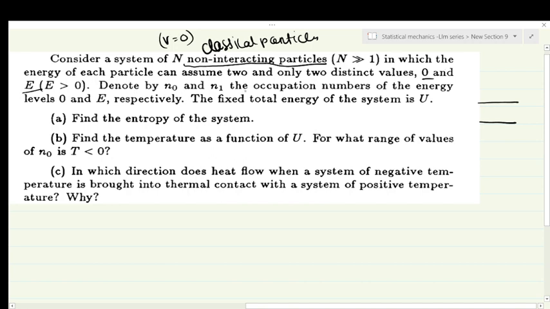Denote N0 and N1 the occupation numbers of the energy levels 0 and E. That means N0 is the number of particles in level 0 and N1 is the number of particles in the energy level E, and the total number of particles is N0 plus N1 equal to capital N. The fixed total energy of the system is U. Then we have to find the entropy of the system.